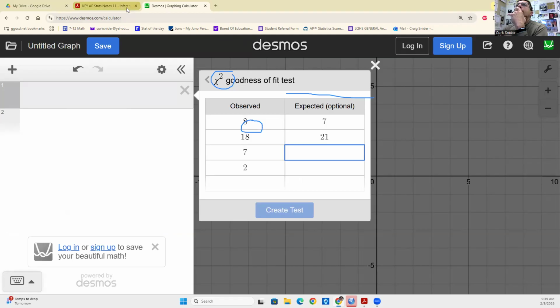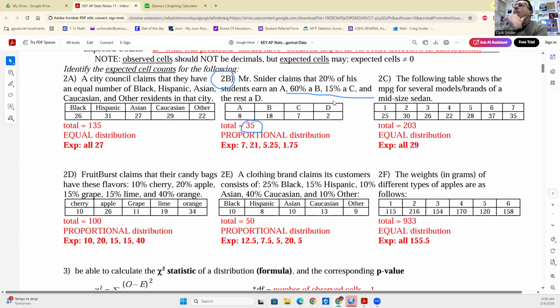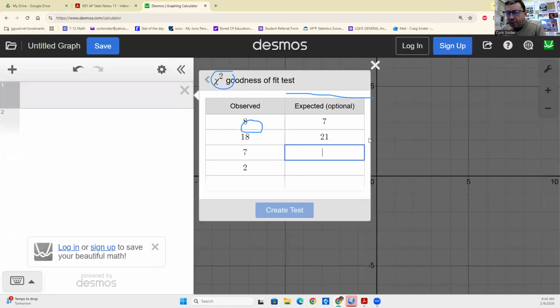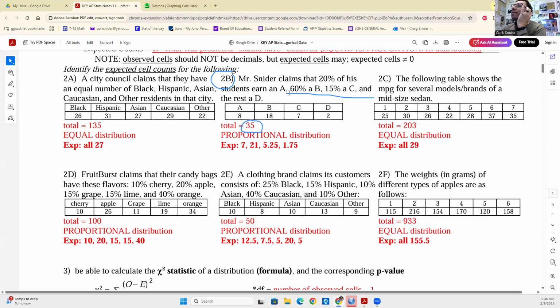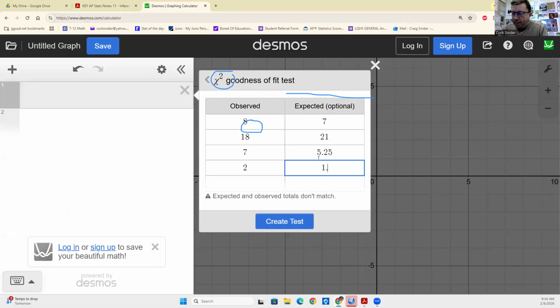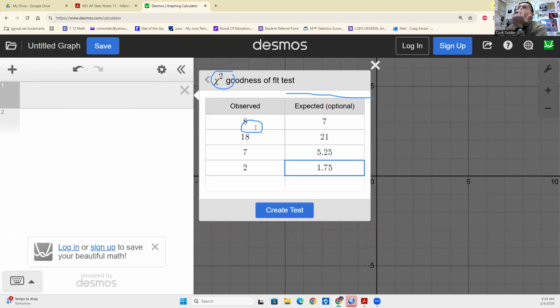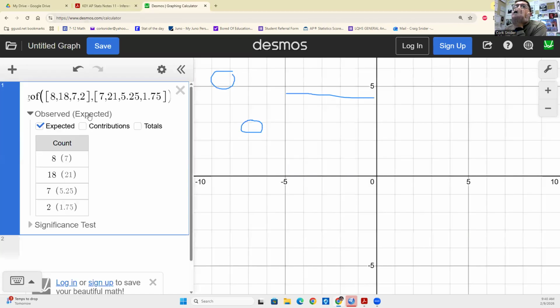And then the C's, I believe, was 15%? So 35 times 0.15 is 5.25. And yes, you can have a decimal in the expected, no problem. And then the rest are D's. What is the rest? So 20 and 60 is 80, 95, that's 5%, 0.05. So 35 times 0.05 is apparently 1.75. Okay, so this is a little different, okay? So if I go create test, we've got observed and the expected is already there. I had to do that myself because they weren't the same, they were different.